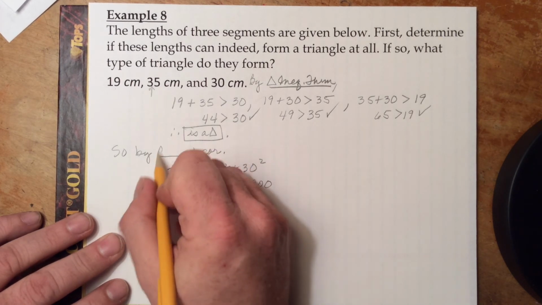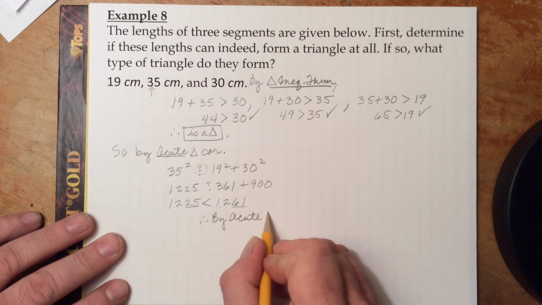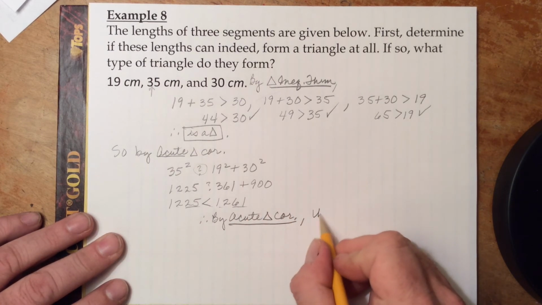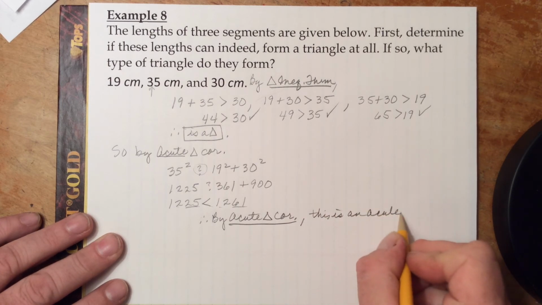Now we can fill this in. Acute triangle corollary. This is an acute triangle.